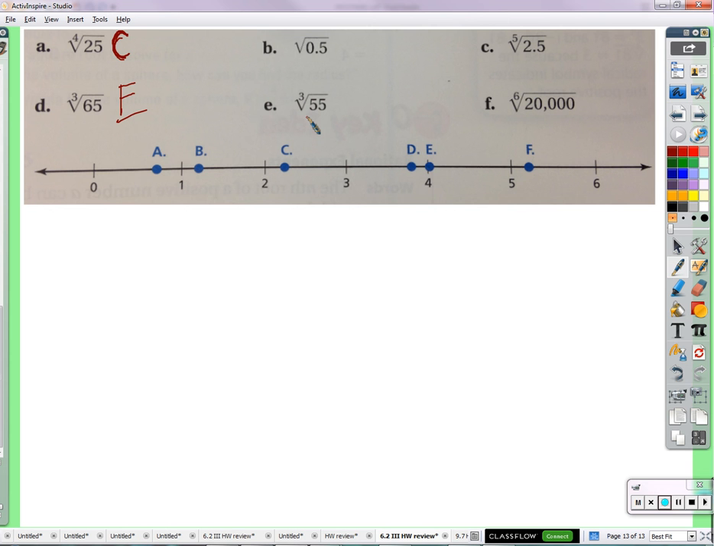6.3, number 4 and 13 through 15. Oh, okay. We'll do that.